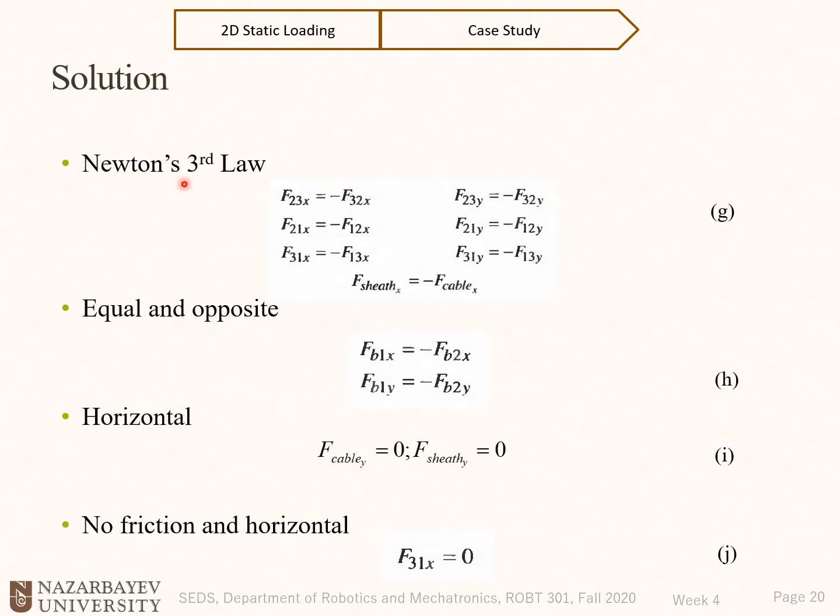So we could use Newton's third law, action-reaction. Action forces are equal to reaction forces with the opposite sign. So F23x is equal to minus F32x, F21x is equal to minus F12x, and so on and so forth. So you see the F sheath is equal to minus F cable. The F sheath is basically the reaction force on the handlebar from the cable.